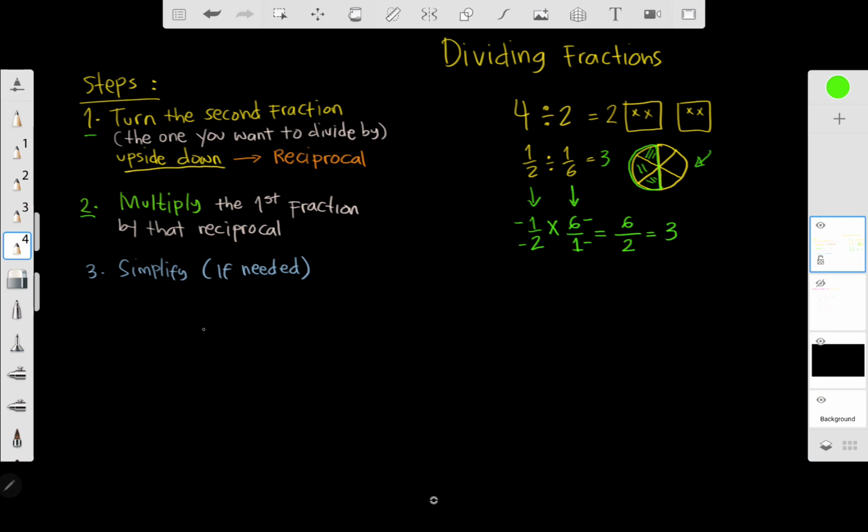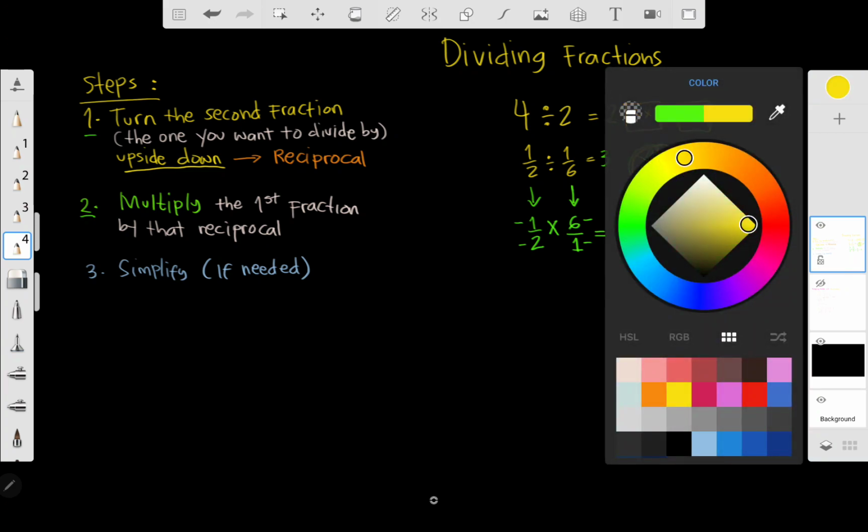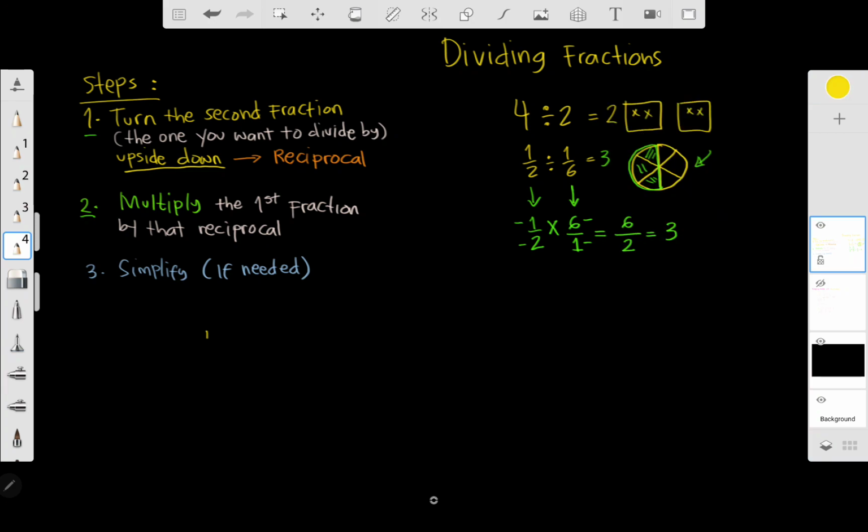Another example, let's say I have 4 out of 8 divided by a half. Now, the same thing like the one that we did before. The first number, we just let it be like that. We just rewrite it again. And then the symbol, we change it into multiplication. And then the second fraction, we turn it upside down, which is, if before it was 1 out of 2, now it turns into 2 out of 1.